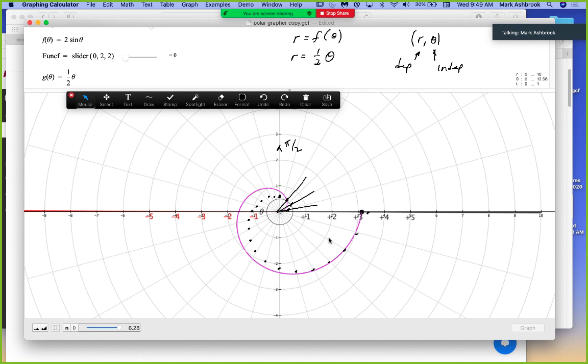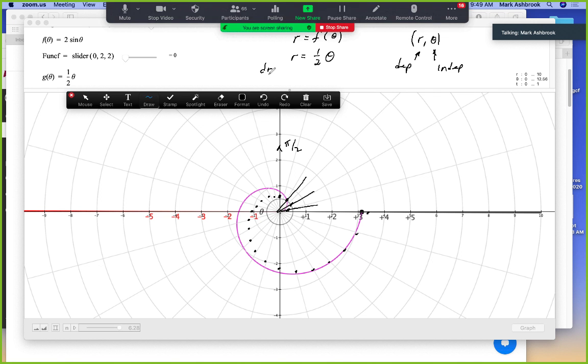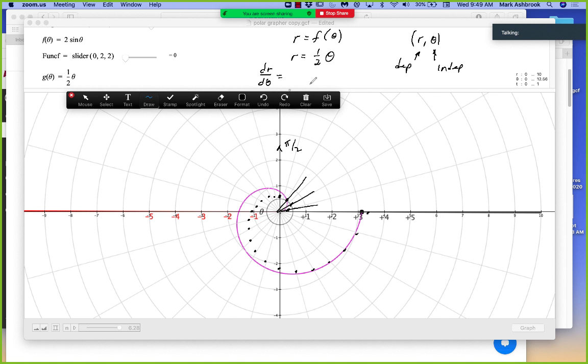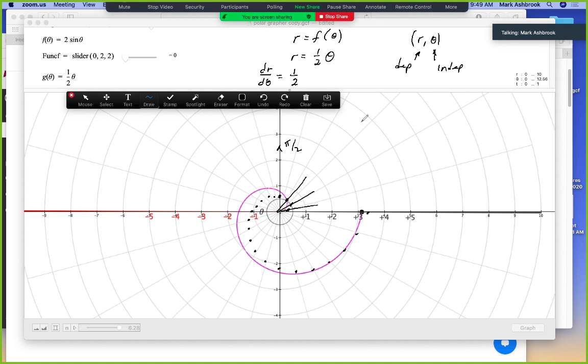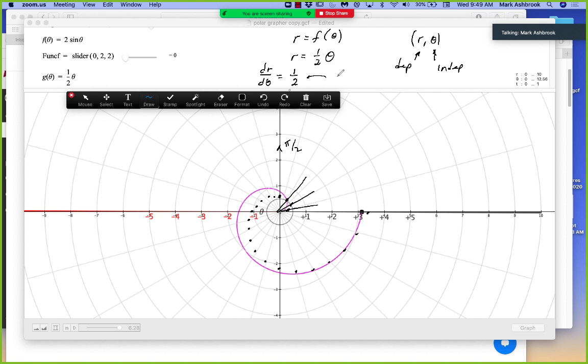Okay, questions on this? All right, what is dr d theta? What is dr d theta for this graph? 1/2. So I have a rate of change dr d theta equals 1/2. We're getting to the end of the semester. What does the value 1/2 mean? And your TAs and I are all hoping and praying that a vast majority of you could give a good explanation of what that number 1/2 means.